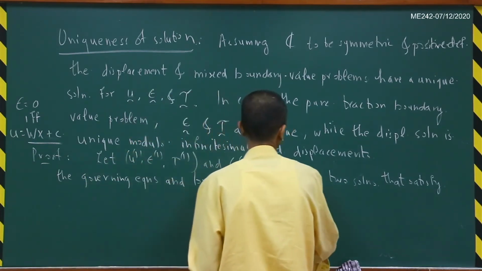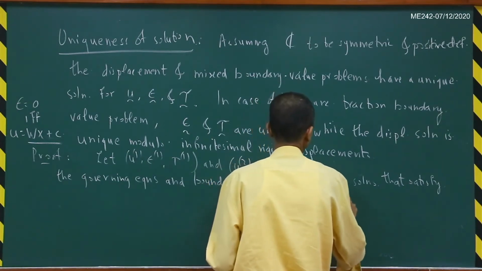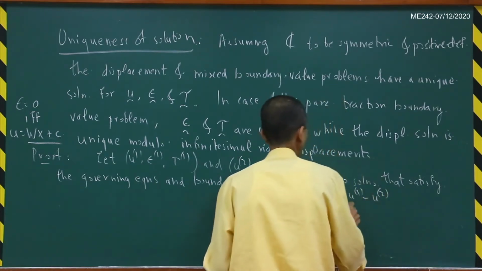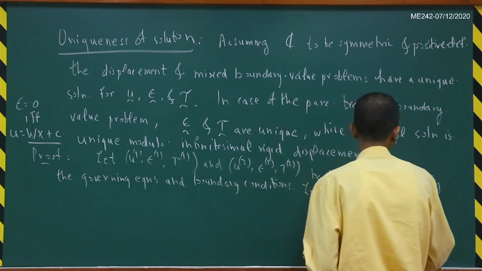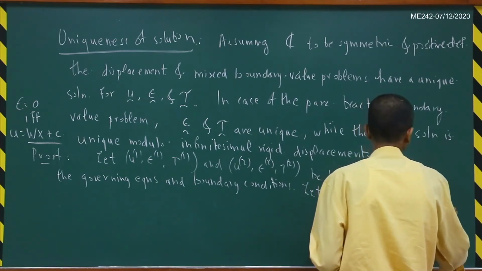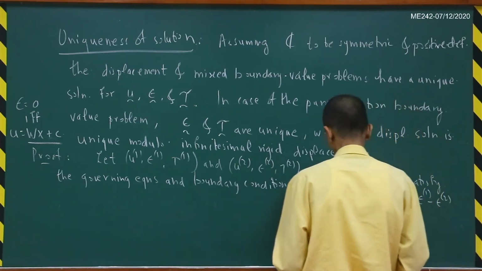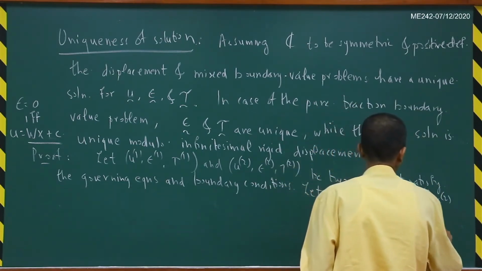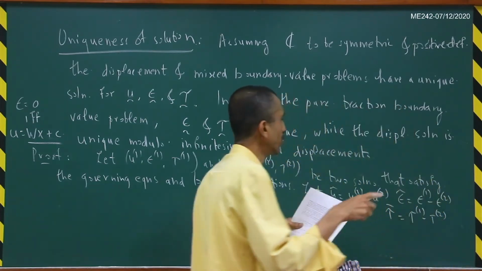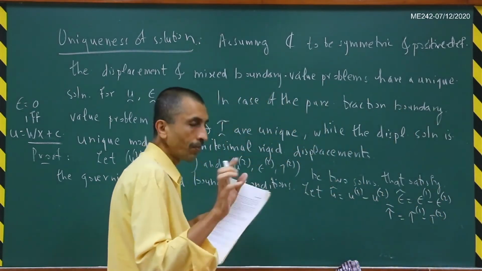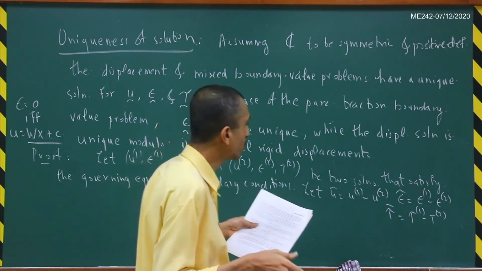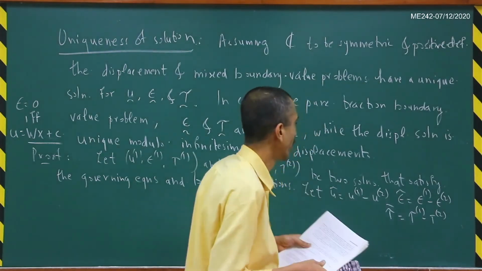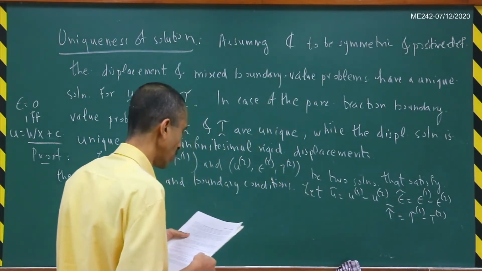Then let u tilde be the difference, u1 minus u2, epsilon tilde be equal to epsilon 1 minus epsilon 2, and tau tilde be equal to tau 1 minus tau 2. So u tilde, epsilon tilde, tau tilde is simply the difference between these two solutions. We want to show that epsilon tilde is equal to 0 and tau tilde is also equal to 0, right? That's what we want to show. That will show that the solution is unique.